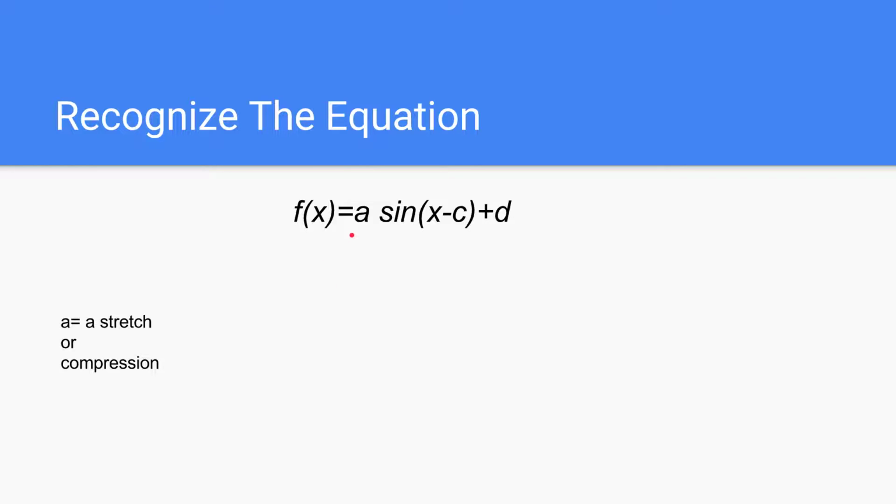Now a is equal to a stretch or compression, c is equal to a horizontal translation, also known as a phase shift, and d is equal to a vertical translation. Now all of these will depend on if you move left or right, stretch or compress, depending on the values that it gives, whether it's plus or minus.